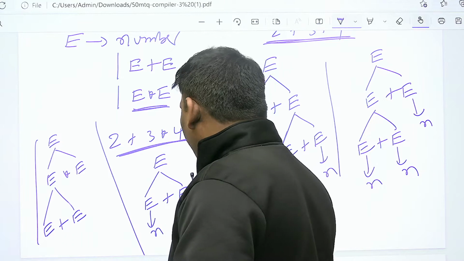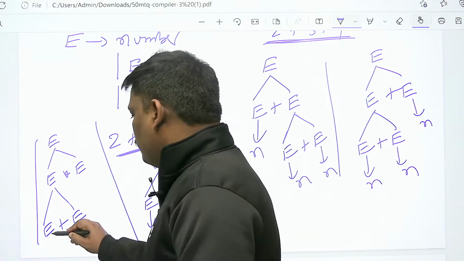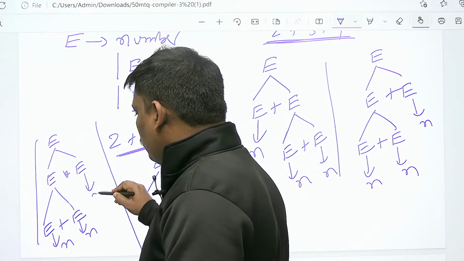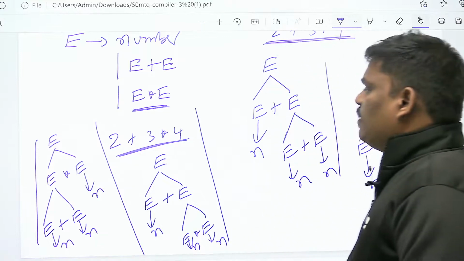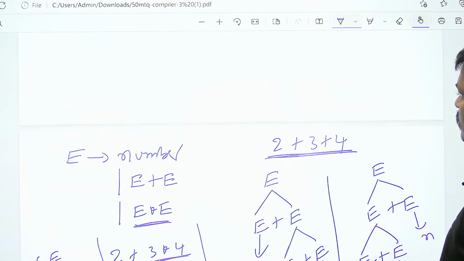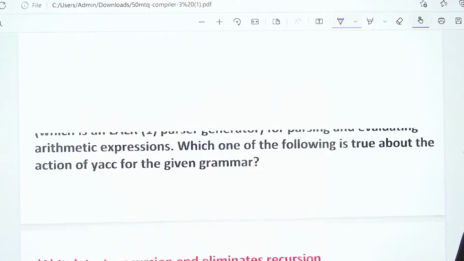So this is the problem with this grammar. Be careful. It is confirmed, it is an ambiguous grammar. If anyone has any doubt, let me know.